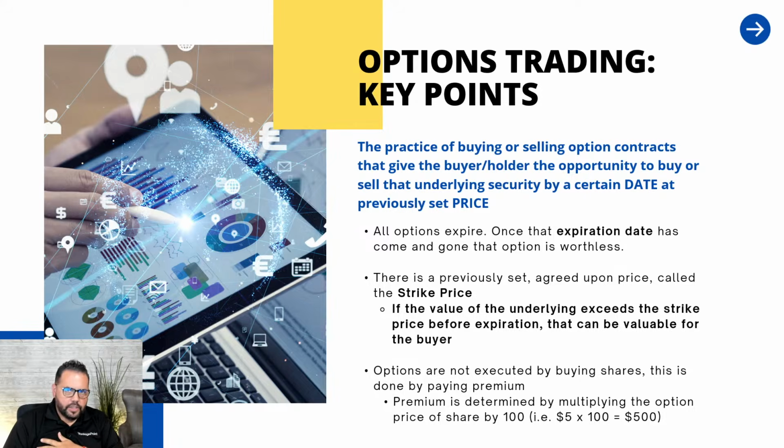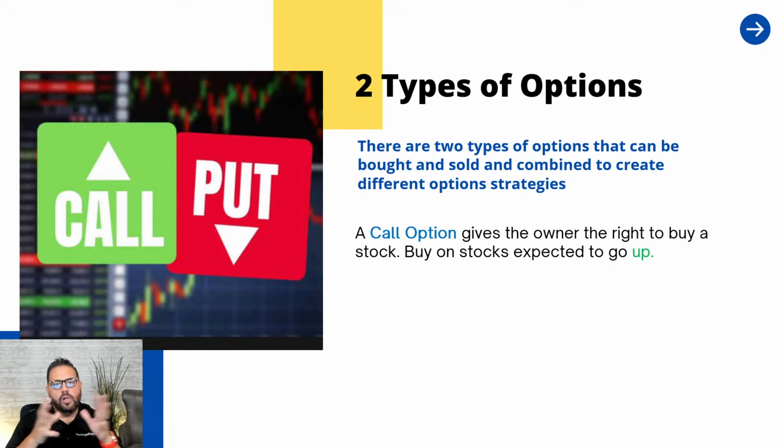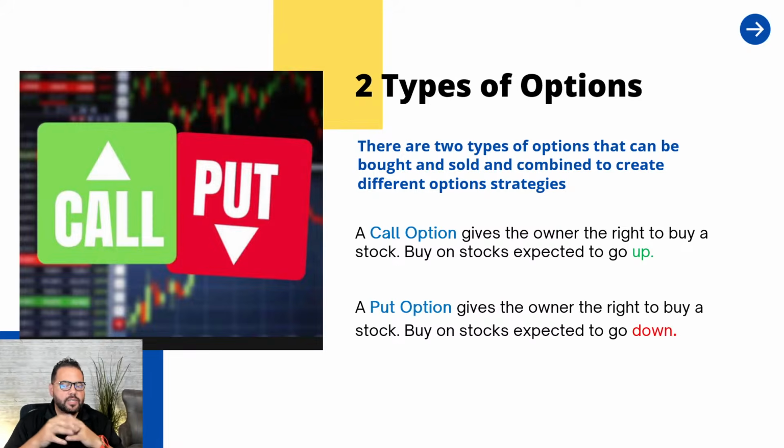So let's talk really quickly about the two different types of options, because I think it's safe to say that these are the two main types. Keeping it simple, first of all, a call option gives the owner the right to buy a stock. You buy a call option on assets that are expected to go up in price. Then you've got a put option. You're buying that on stocks that are expected to go down in price.